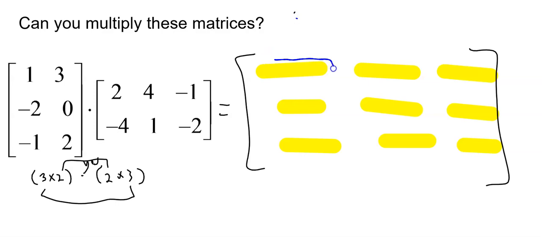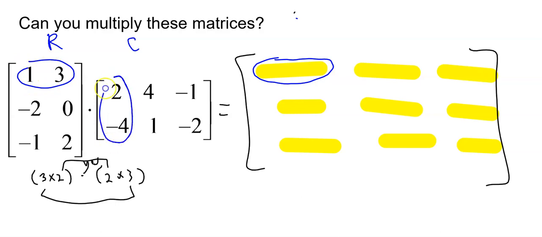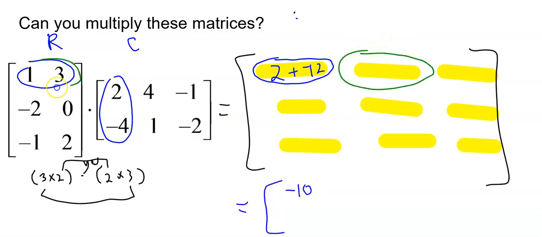Okay, so let's do it. Top left-hand, let's see, we always go row by column, right? So this will be the top row and left-hand column. So 1 times 2: first item in the row times first item in the column. 1 times 2 is 2. And 3 times -4 is plus -12 here. So if you want to start writing your final answer, the top left-hand term is 2 plus -12, or -10. Let's look at the next item here. This will be the middle column and top row. So top row again and middle column, that's where that cell is located. So 1 times 4 is 4, plus 3 times 1 is 3. So that term will be 7 there.